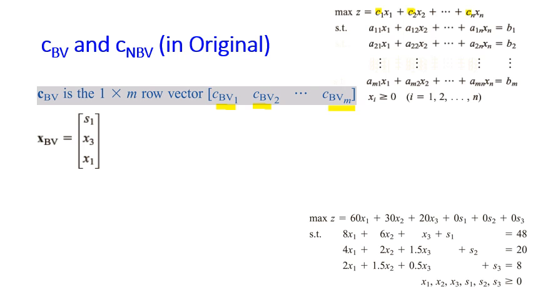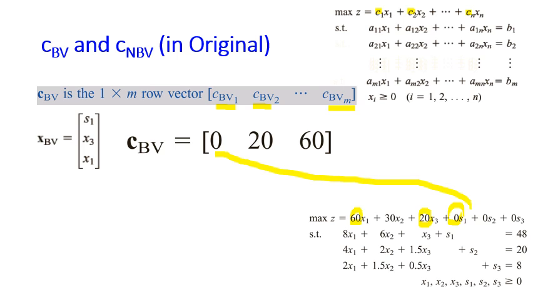For the CBV, we collect the cost of S1, which is 0, the cost of X3, which is 20, the cost of X1, which is 60. So here's our CBV. Again, the order must follow the order of the basic variables: 0, 20, and 60. 0 is for S1, 20 is for X3, 60 is for X1.